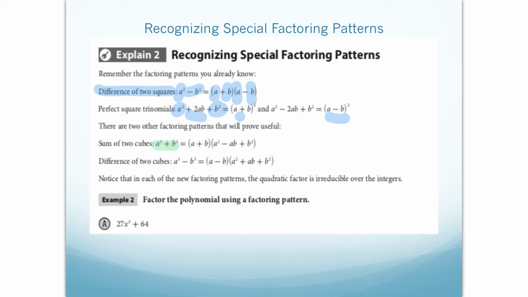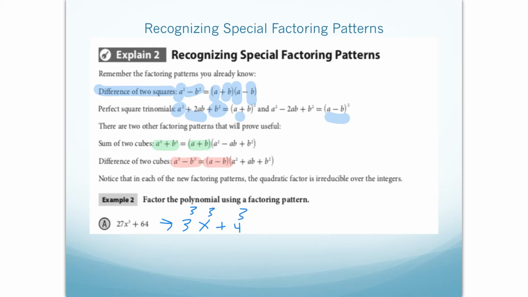Here are some other patterns. We have the sum and the difference of cubes. Notice with the sum, the first term is plus, and with the difference, the first term is subtracted. So here you just have to break down the number into a cube root. So the first one, we have 27x to the third. 27 can be rewritten as 3 to the third. And 64 can be written as 4 to the third.